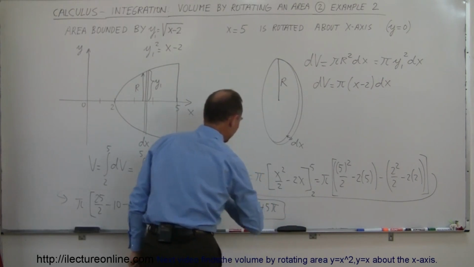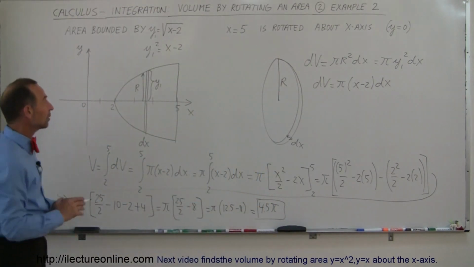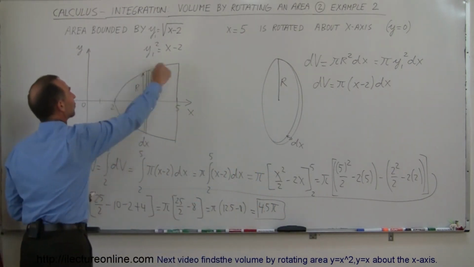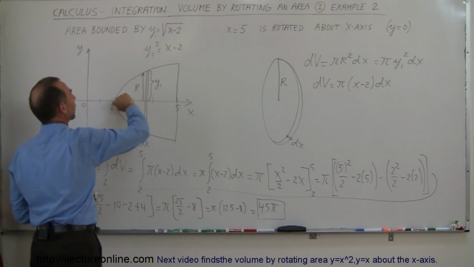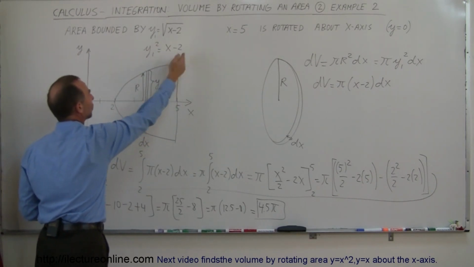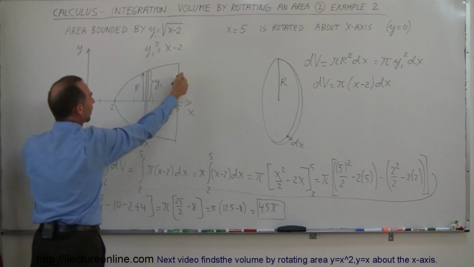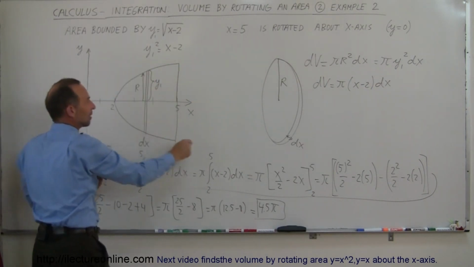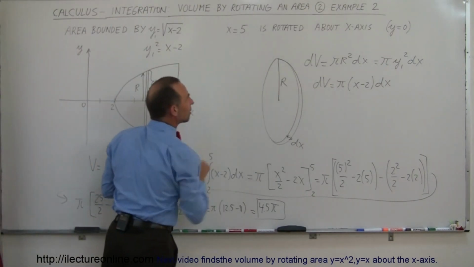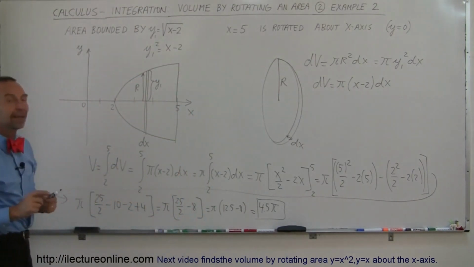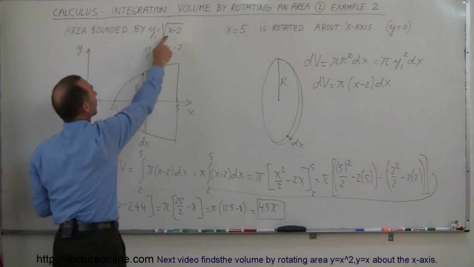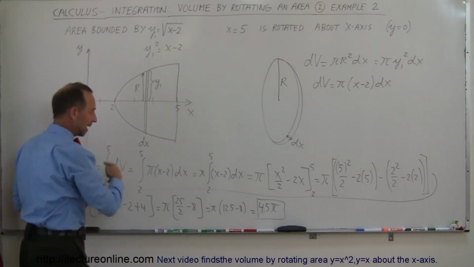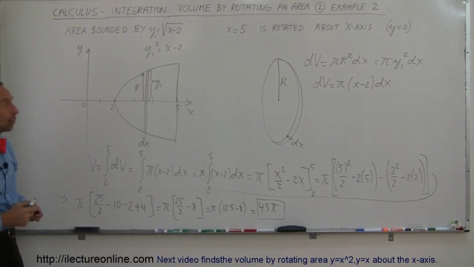And that would be the volume of that object created when we take this piece right here, which is defined by y equals the square root of x minus 2, and then at the end, x equals 5. Take this and rotate it around, and then take a slice of it. Here's my little slice. I find my dV in terms of y. Then I replace y by what y is equal to, which is the square root of x minus 2, and then I go ahead and integrate. And that's how we do that.